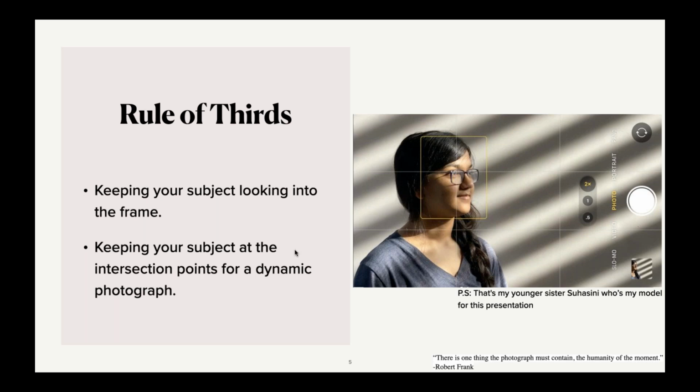And as said, keeping a subject at the intersection points gives a more dynamic photograph. So the photo looks better, and this is the rule of thirds, which is explained.